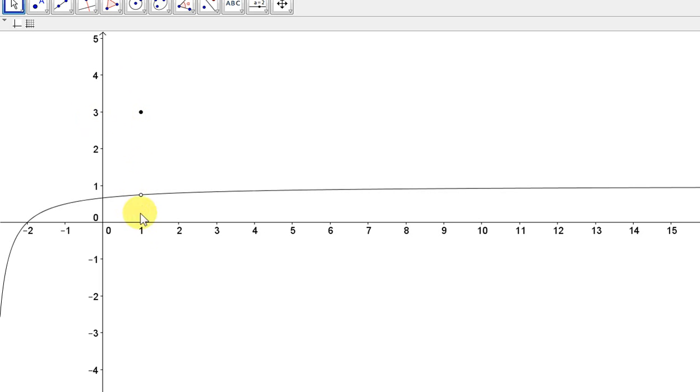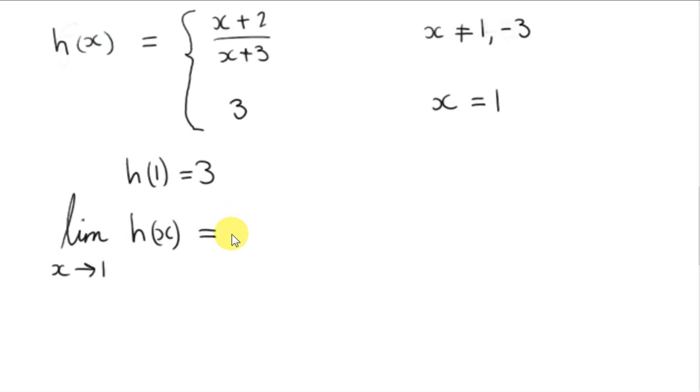So h of 1 is equal to 3. So we can't have that vertical line cutting this point. Our function has a single value for each value of x. Now as you can see, as x approaches 1 from either the left or the right, the function is actually approaching 0.75. It's not approaching 3. So this limit here is 0.75. Notice that this is not equal to the value of h at 1. So it's incorrect to plug 1 in for x here. We can't do that.